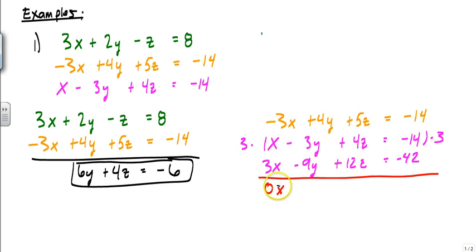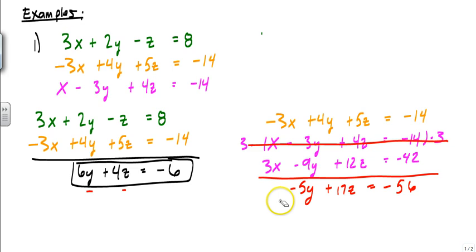I wanted the x's to cancel out because I want to have y and z just like I had over here. 4 and negative 9 give me negative 5y. Remember, we're adding these 2. We changed that middle one. And then 5z and 12z give me 17z. And then negative 14 and negative 42 give me negative 56. So here is my second equation. This is equation number 2.